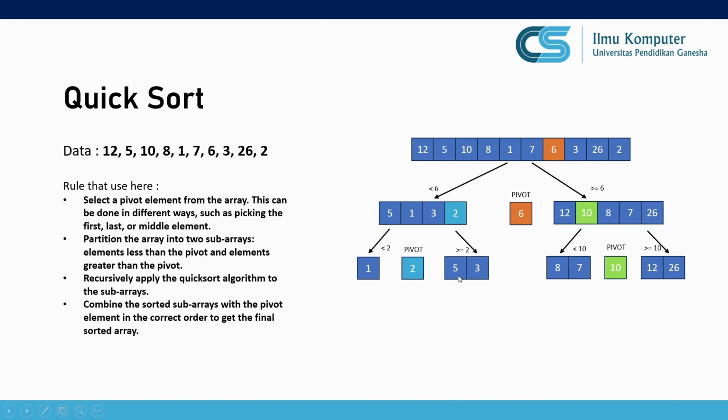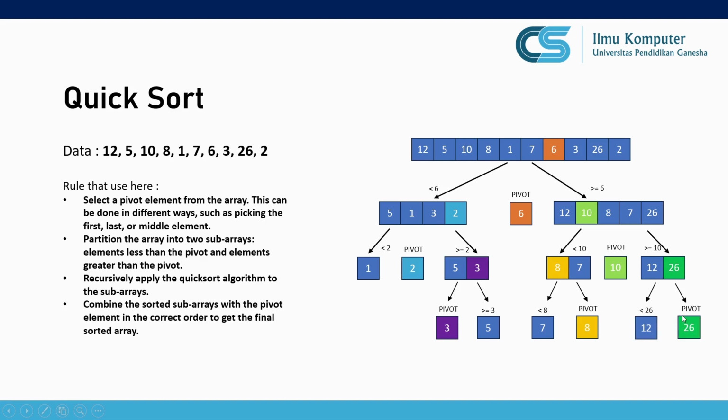We're going on with the 5 and 3. 3 as the pivot. Is 5 less than or greater than the pivot? It's greater than the pivot, so it goes to the right side. Now we do the 8 and 7. 8 as the pivot. Is 7 greater than or less than the pivot? It's less than the pivot, so it goes to the left side. Then 12 and 26. 26 as the pivot. Is 12 greater than or less than the pivot? It's less than the pivot, so it goes to the left side.